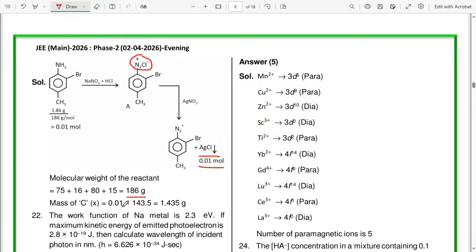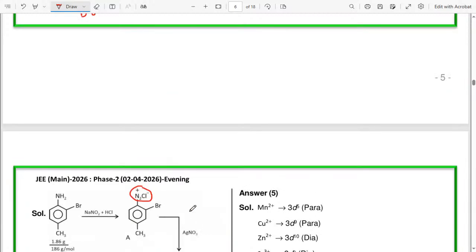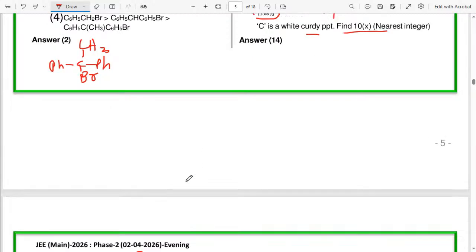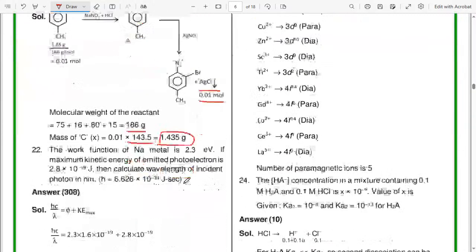So the mass of carbon is going to be 1.435 grams, right? So the correct answer is not 14, it is 1.4. Yes, students, they have taken only 1.86, so they are going to get 1.4, students. Right. Next, question number 22.